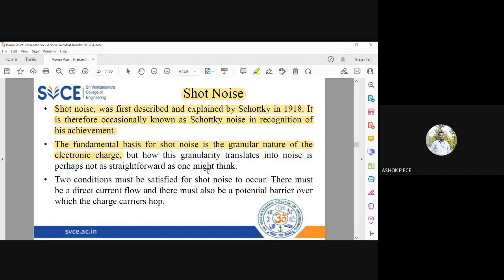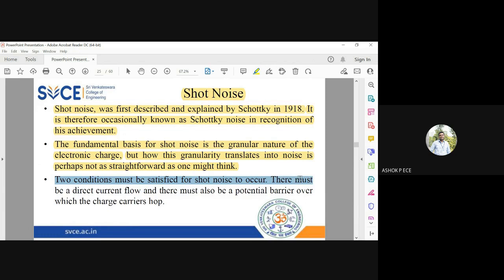So it is a granularity, which means that it is not continuous. It is going to be a discrete nature of noise. So this granularity is going to translate into a noise. See, if electrons are going to move smoothly without any disruption continuously, then this noise will not be there. But statistics say that electronic movement is not smooth and it is going to be granular in nature, which is the reason for shot noise occurring.